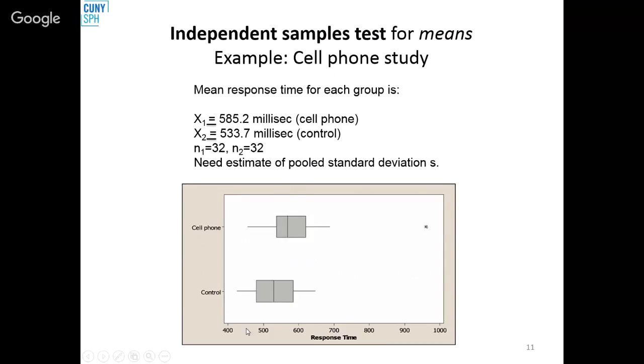So here's a box plot of the results from this hypothetical cell phone study. The mean response time for each group is 585 milliseconds for the cell phone group, that's on top here, and 533 milliseconds for the control group. So looking at this box plot, you see a fair bit of overlap between the two groups, but you do see what looks like an average larger or higher response time in the cell phone group, and you see one outlier up here.